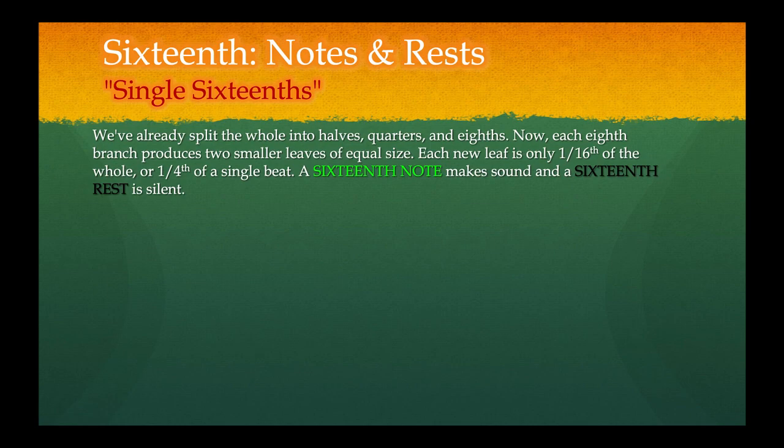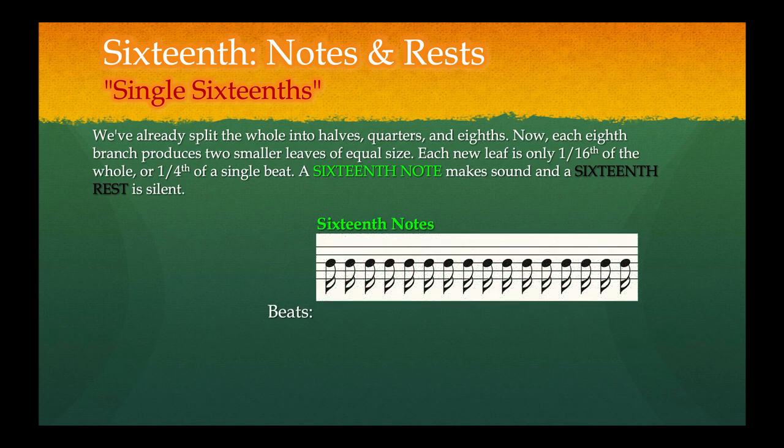We've already split the whole into halves, quarters, and eighths. Now, each eighth branch produces 2 smaller leaves of equal size. Each new leaf is only 1/16th of the whole, or 1/4 of a single beat. A 16th note makes sound, and a 16th rest is silent. Here is what 16 single 16th notes looks like. Notice that these have double flags.